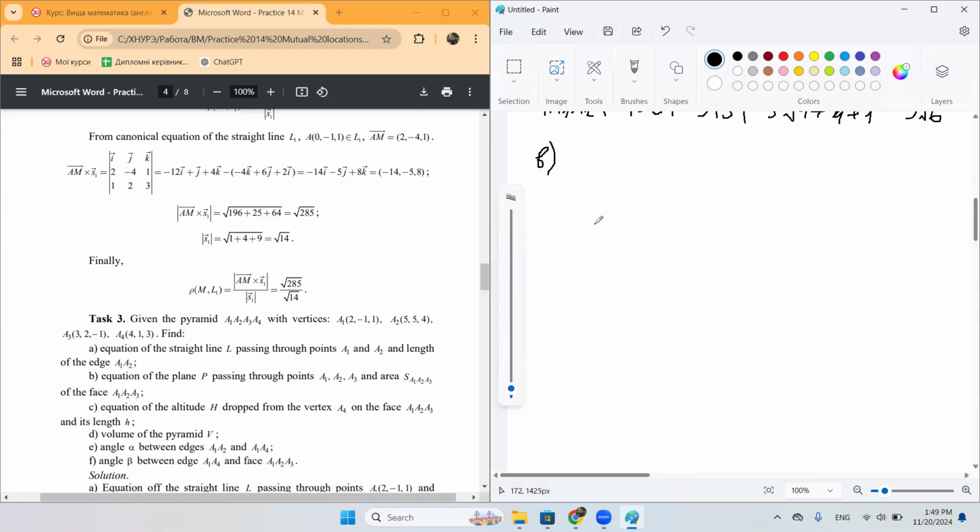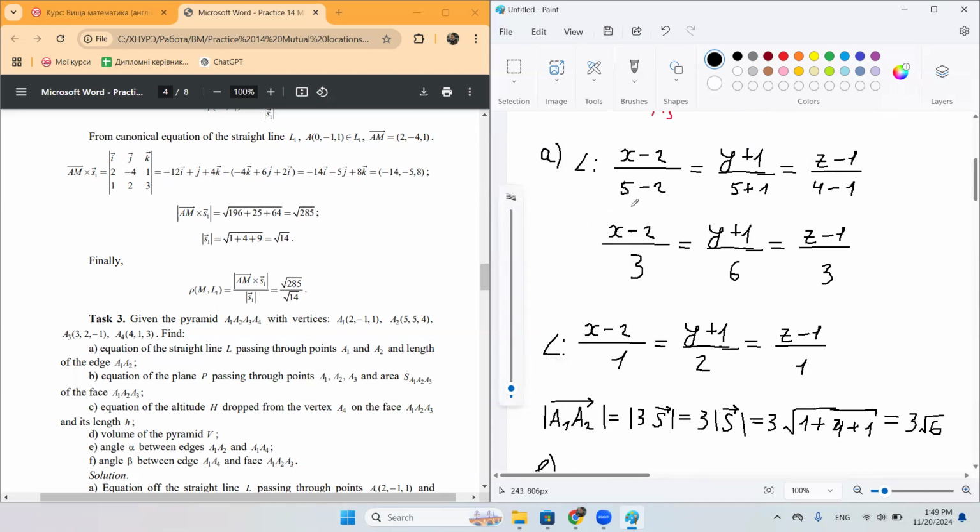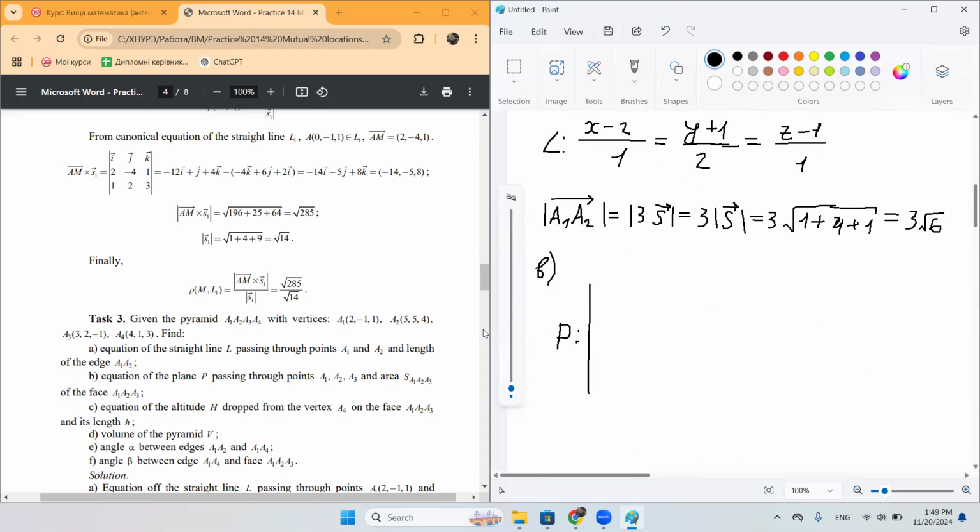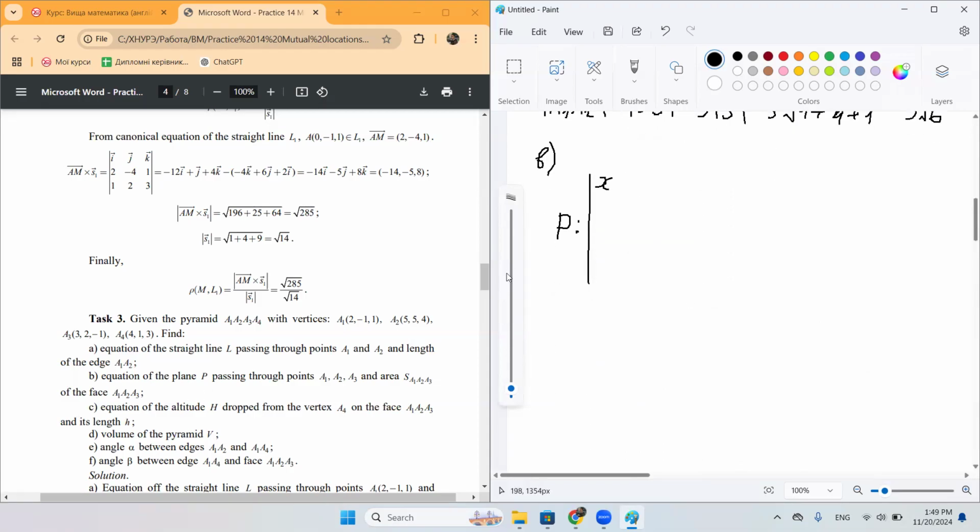Yeah, enough, because we have the coordinates of 3 points. So let's write it in such a form. So, by the way, I have coordinates here. So x minus 2, y plus 1, z minus 1. So 5 minus 2. Not an understandable number. Now let me write it better.